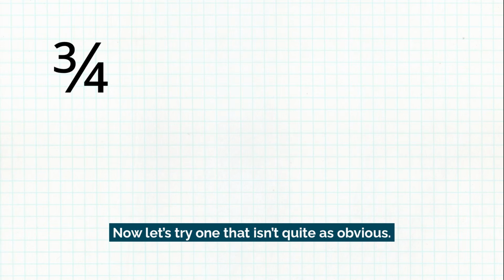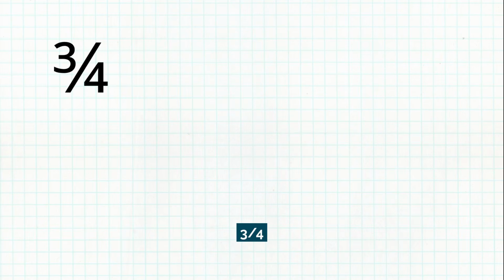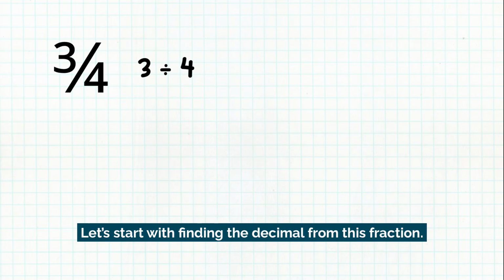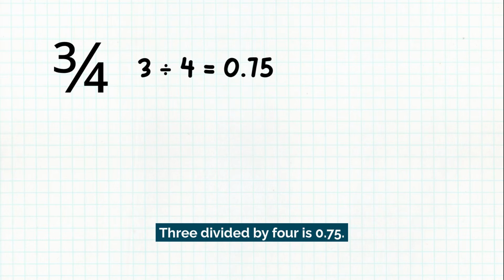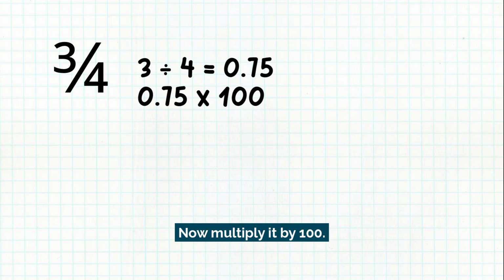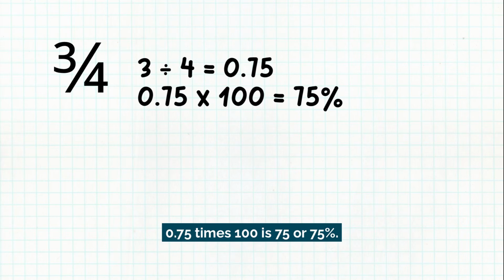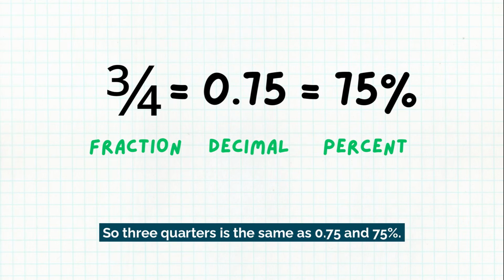Now let's try one that isn't quite as obvious. 3/4. Let's start with finding the decimal from this fraction. Divide 3 by 4. 3 divided by 4 is 0.75. That's the decimal. Now, multiply it by 100. 0.75 times 100 is 75, or 75%. So 3/4 is the same as 0.75 and 75%.